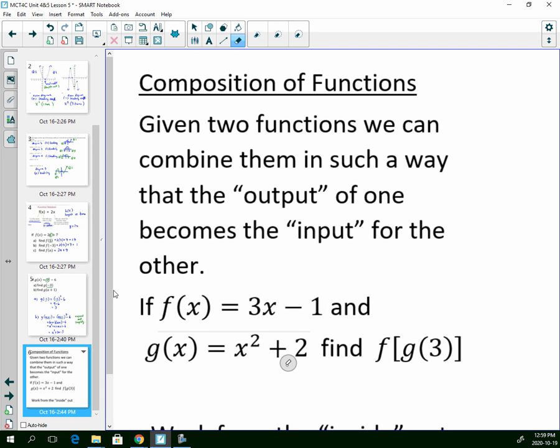Okay. And the other thing we want to look at is composition of functions.